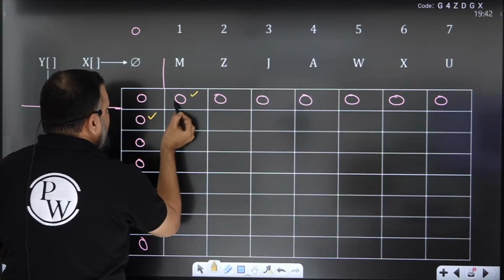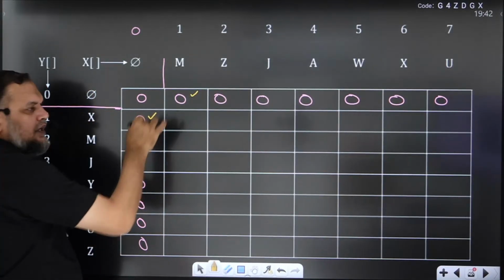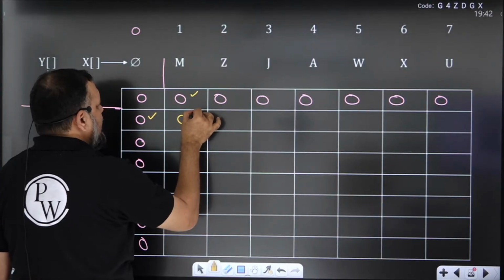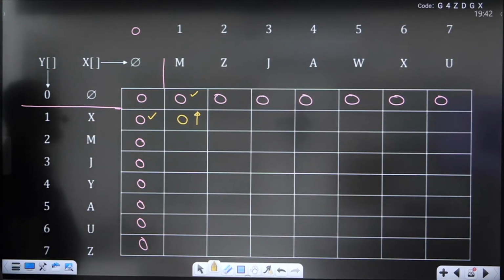So maximum of these two cells I have to take here. So I can take this or I can take this. Maybe I take this from top. So I put an arrow to indicate that I have taken from here.